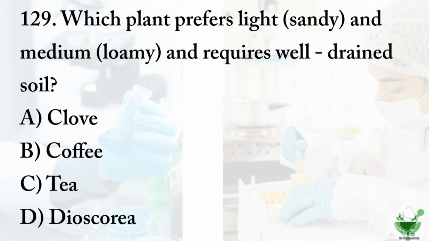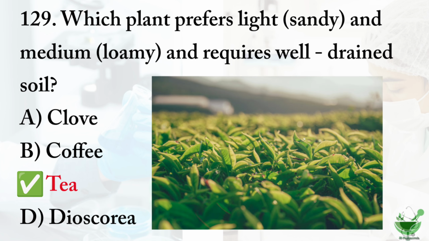Then question number 129. Which plant prefers light, that is sandy and medium loamy, and requires well drained soil? Option A, clove, option B, coffee, option C, tea and option D, Dioscorea. The correct option is option C, tea. So tea requires light and medium and well drained soil.